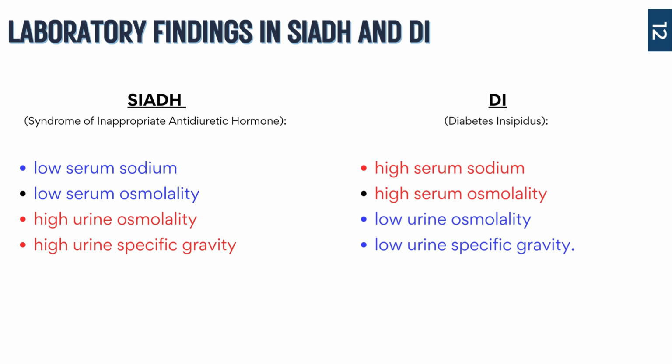But in diabetes insipidus, there's high serum sodium and high serum osmolality, right? Because we're just getting rid of all this fluid. So what the fluid is leaving us is going to be diluted. The urine output is diluted. I hope I'm saying this right. Okay, so the urine in diabetes insipidus is diluted.